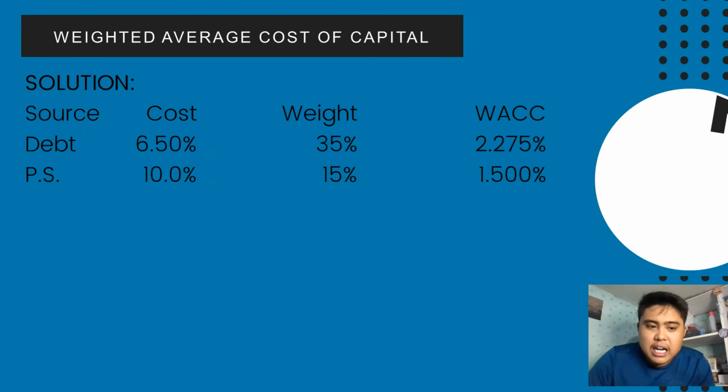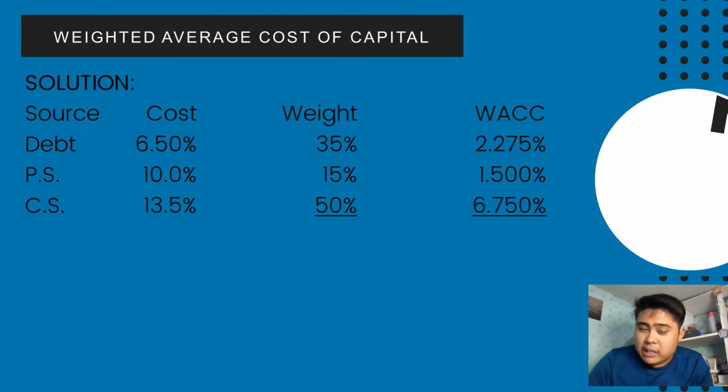Next, preferred stock. Ang preferred stock is 10%. Ang timbang niya ay 15%. So, pag minultiply mo yon, that is 1.5%. And the last is common equity or common shares. Sinabi na 13.50. Ang weight is 50%. So, imumultiply mo lang, that is 6.75%.